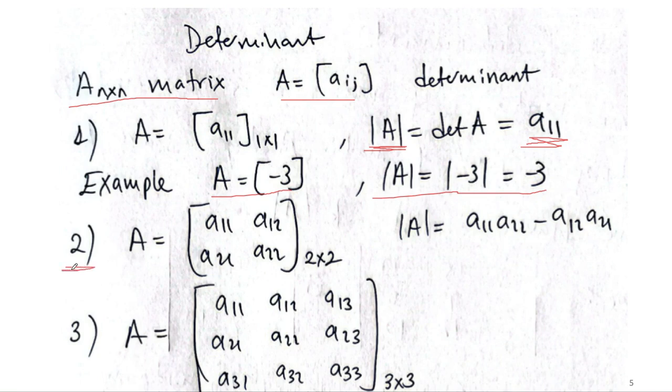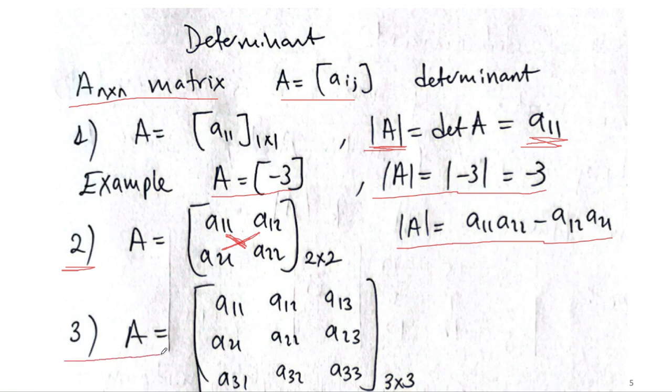Second, now let's consider a 2 by 2 matrix. The determinant of a 2 by 2 matrix is given by: we cross multiply a11 times a22 and then subtract the other cross term a12 times a21. So the 2 by 2 matrix determinant can be calculated using this formula.